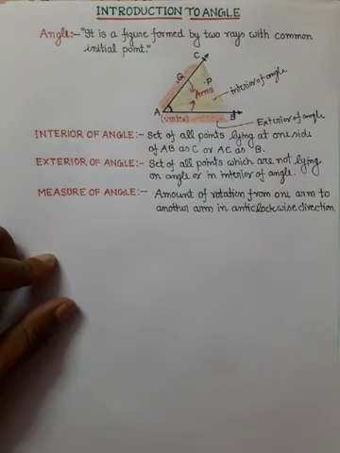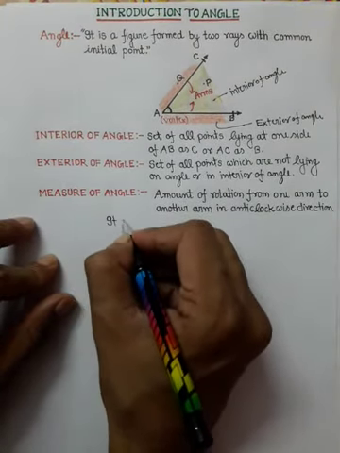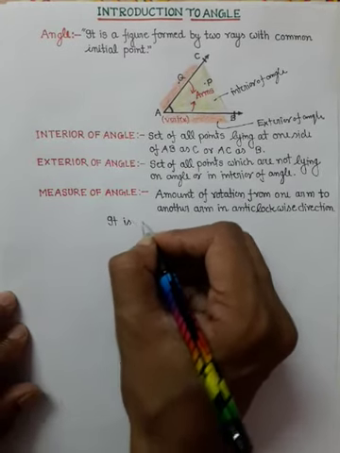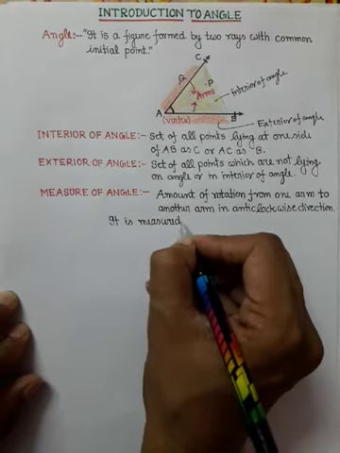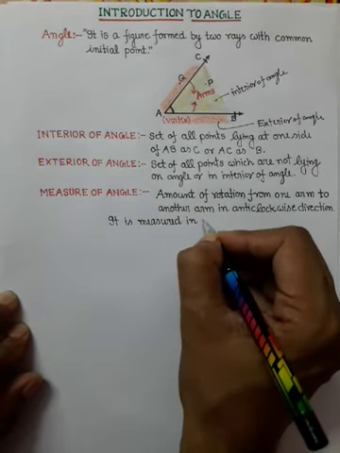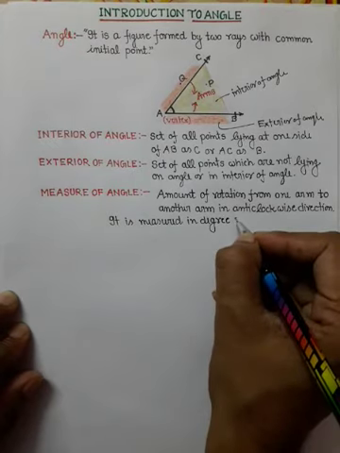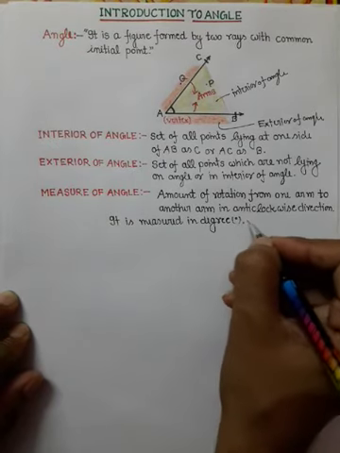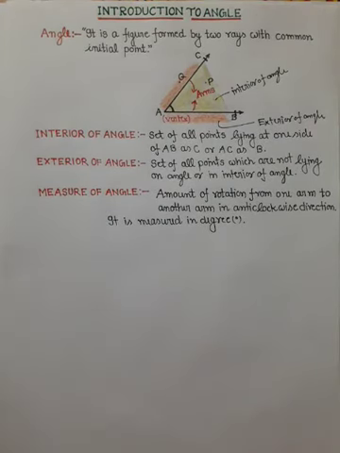So angle is measured in degree. It is denoted like this one. So like this we can measure the angle. Now we will study various types of angles.